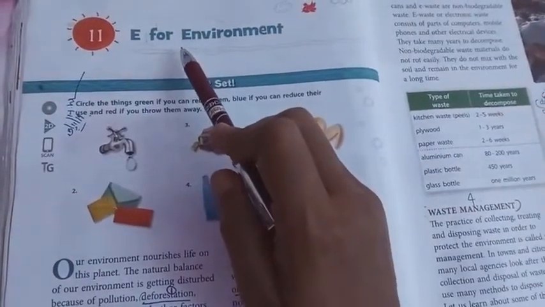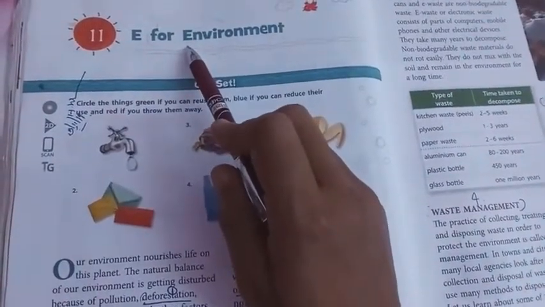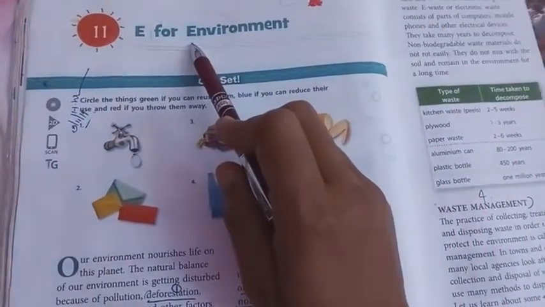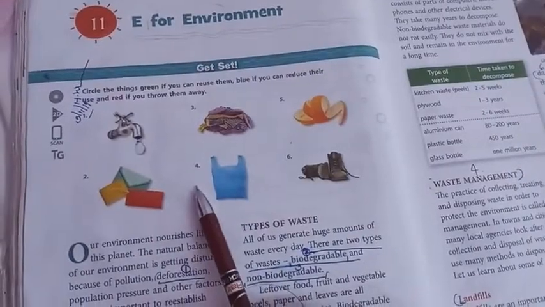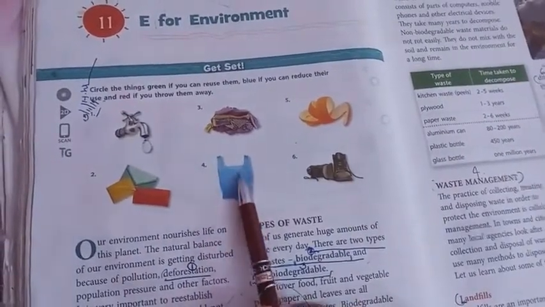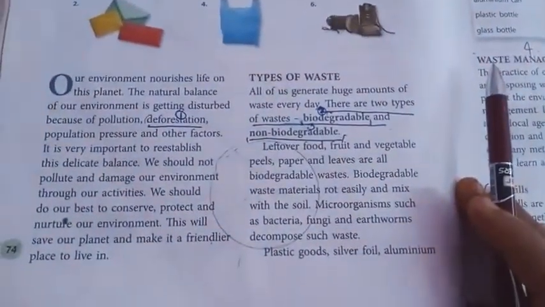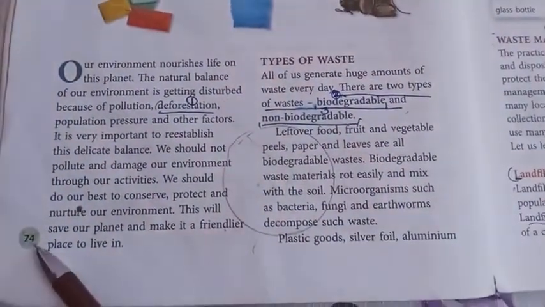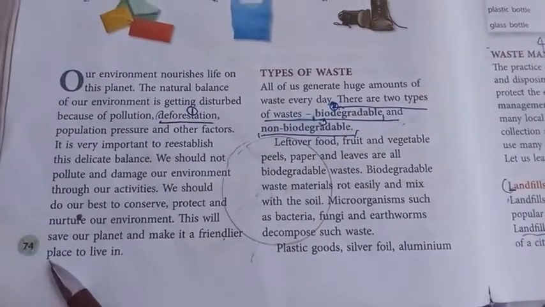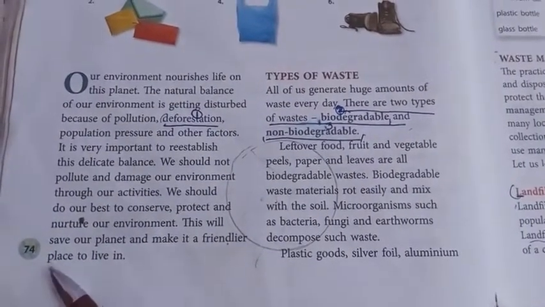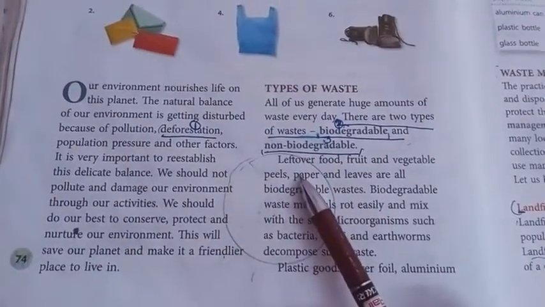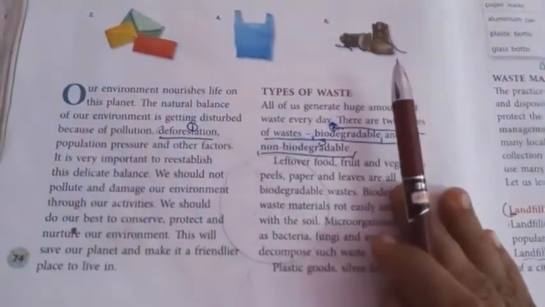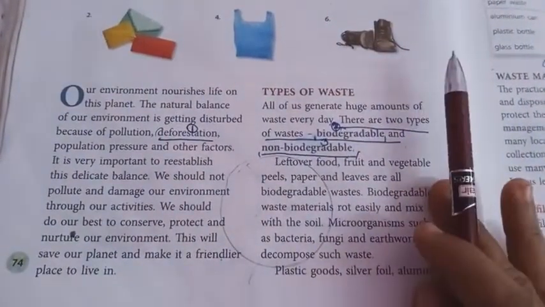Are you ready to learn the E for environment lesson? Yes. Now look at Get Set. You read it and do it by yourself, which is related to this lesson. Now take your book to lesson number 11, page number 74. In this video class, I'm going to begin this lesson. We will generally discuss E for environment.